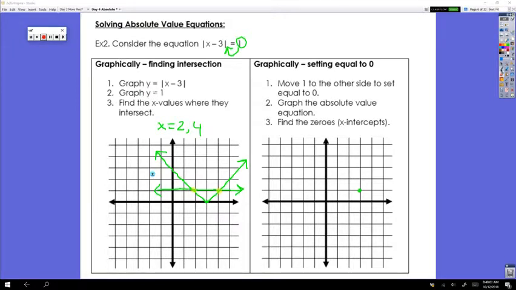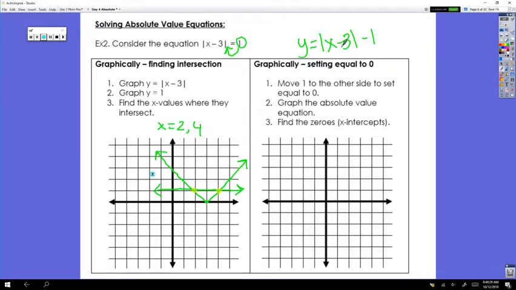Now let's look at another way to solve for the exact same thing. What we can do is take this 1 and move it over to this side, which would give us y is equal to the absolute value of x minus 3, minus 1. On the other side, now we have 0. So if we were to graph this, we would find our answer wherever the graph crossed the x-axis, because y equals 0 is just right here.